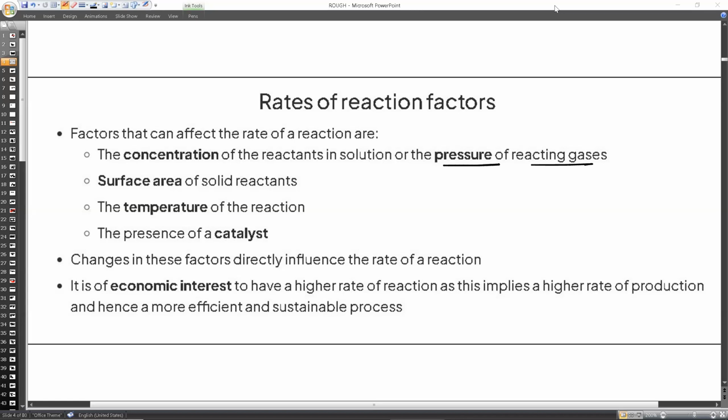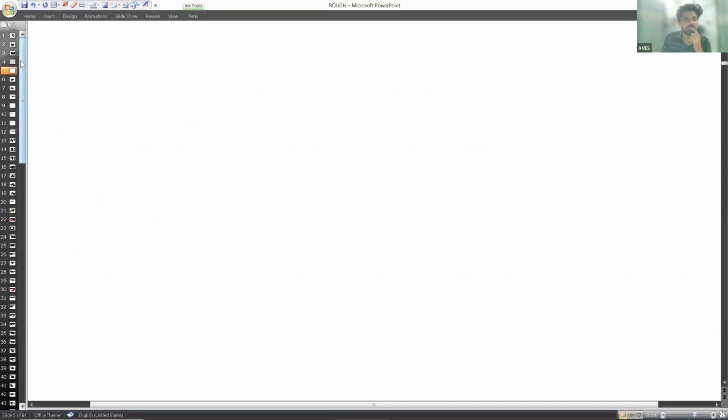Done. Okay. So if I'm saying the concentration, okay, noted. Now the catalyst, temperature, surface area of the solid reactant, pressure of the gaseous reactant, they play a very important role in the reaction rates. What are the other factors that are responsible?